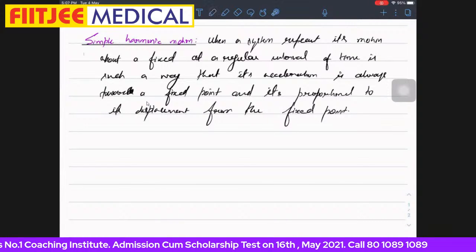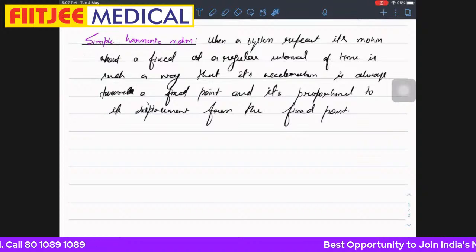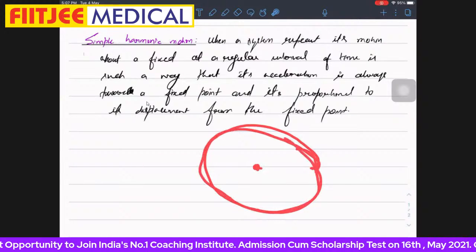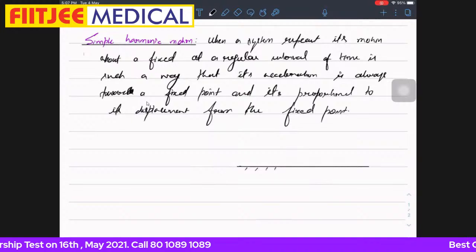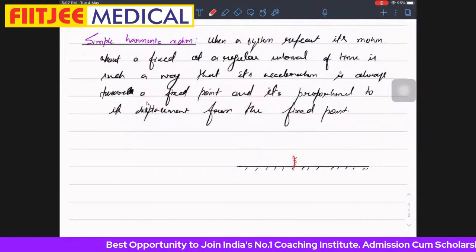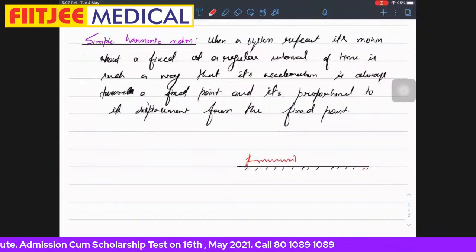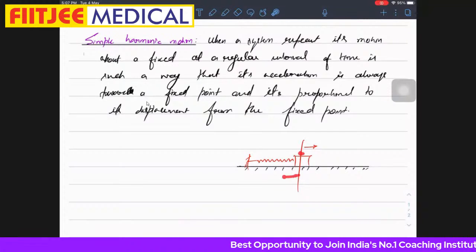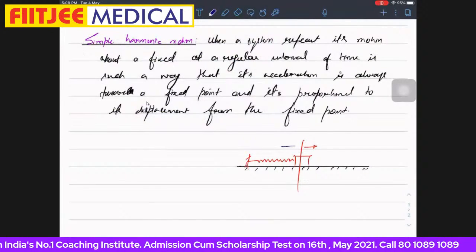So the basic idea is when a system is repeating its motion about a fixed point. Like when I say periodic motion, it is orbiting, what, Earth orbits around the sun. But when I'm saying the system is repeating its motion, suppose a platform is there. On this platform, there is a block, and we have connected a spring. So if we extend the spring and leave it, it will oscillate about this fixed point, the point where net force is zero. So it will be called SHM.